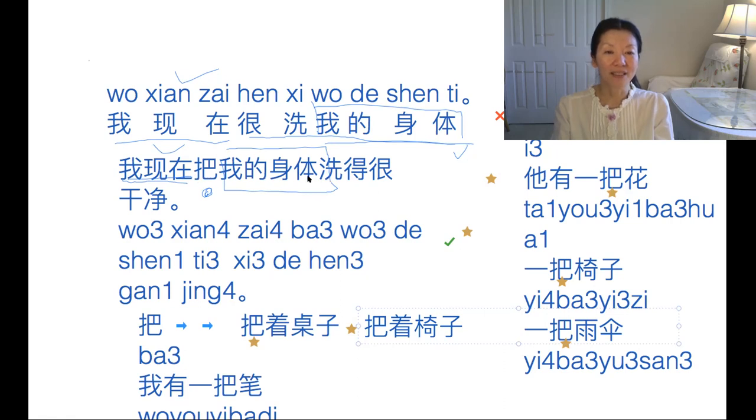现在我现在把我的身体, okay. 我现在把我的身体洗得很干净. Let's figure out the 把. In that case, 把, okay. Keep. Take. For example, but I say hold, right? Basic meaning is hold. Okay. So sometimes we talk about how we like to keep or take.